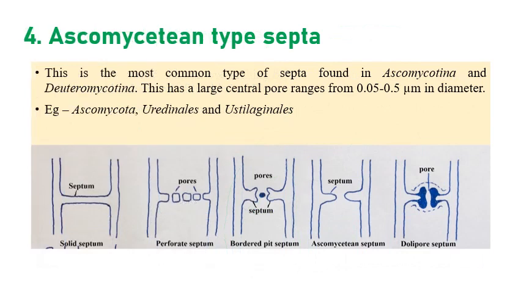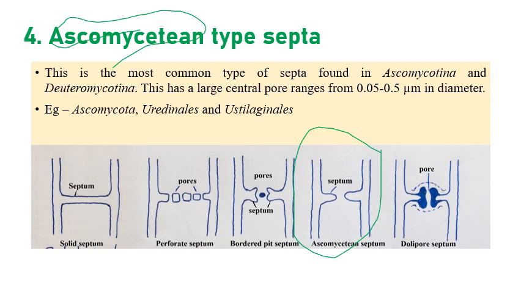So the fourth one is Ascomycetous type of septa. The name itself indicates it, so it is majorly found in the Ascomycetous group of fungi. This septa is the most common in Ascomycetous fungi as well as Deuteromycota. Previously they were the dustbin fungi, but now they are classified under Ascomycota only.